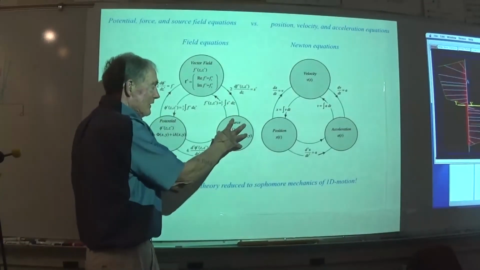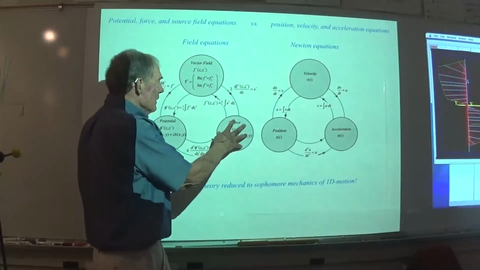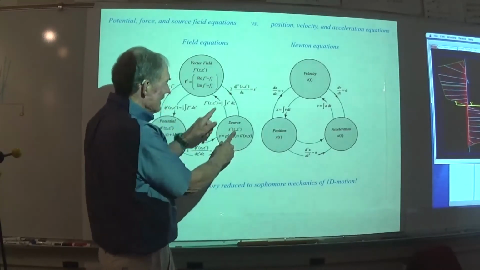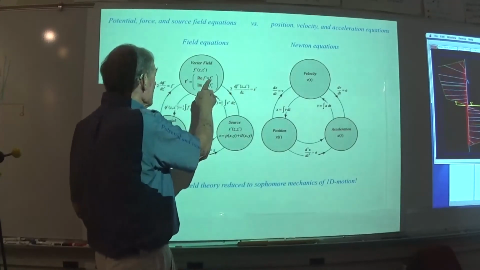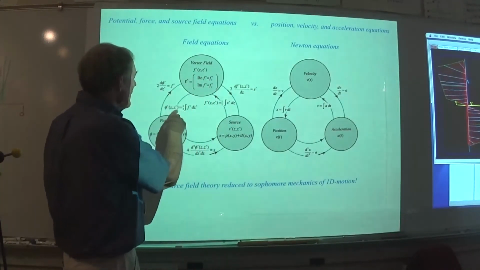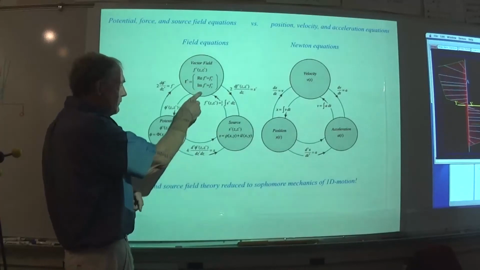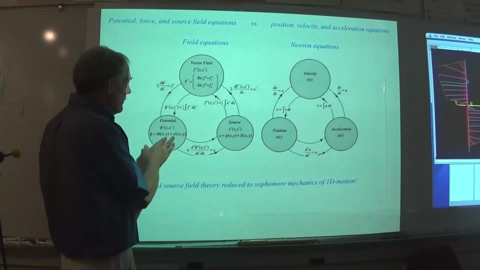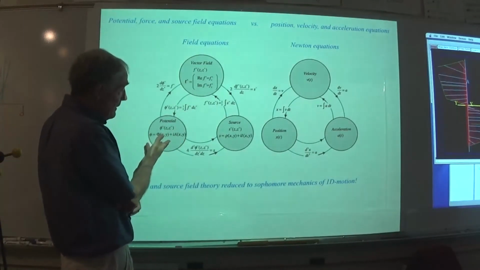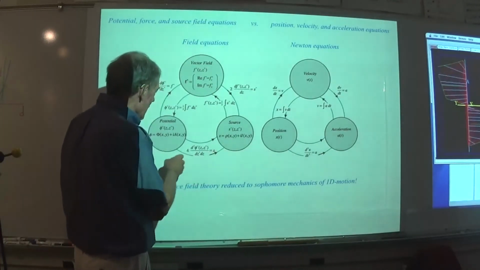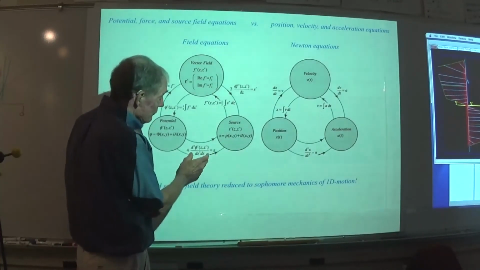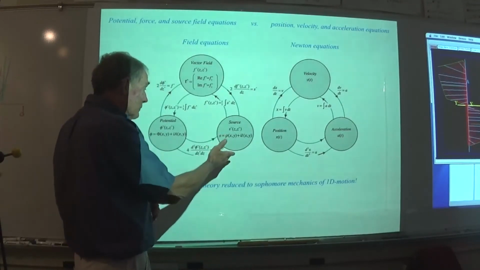Here's the source, okay, and we take that source and integrate it to get the field, okay, and then what do you do with the field? Integrate that again, we're going this way now, to get the potential, okay, and then there's a relationship between the potential and the field that involves two derivatives. We could have gone the other way.